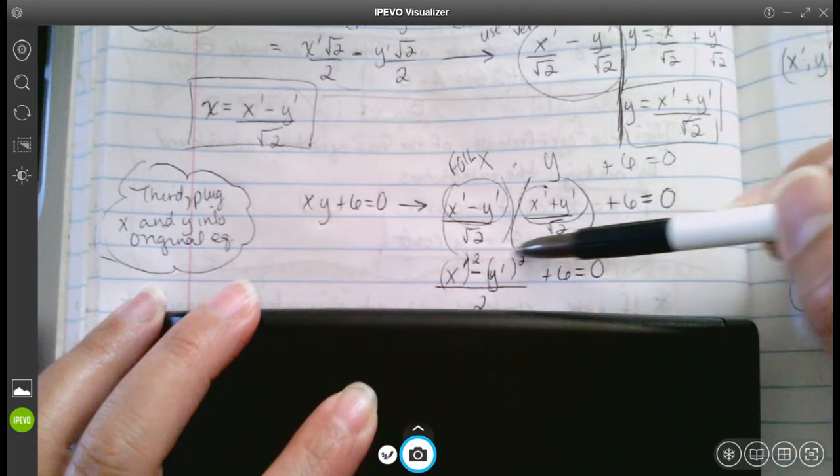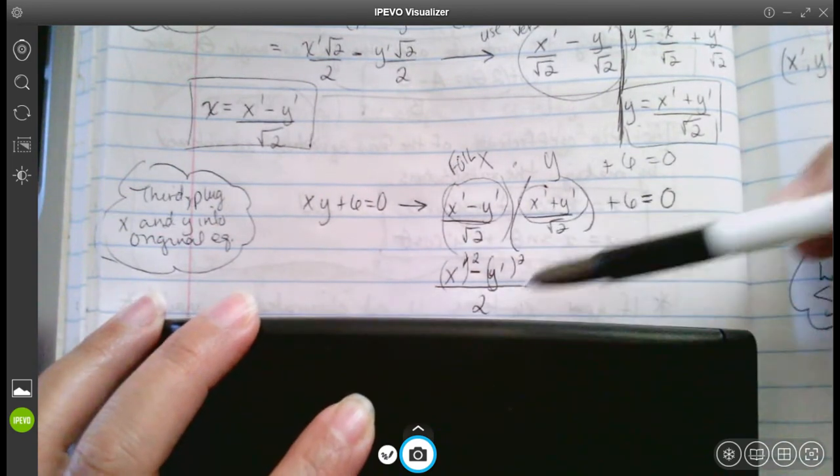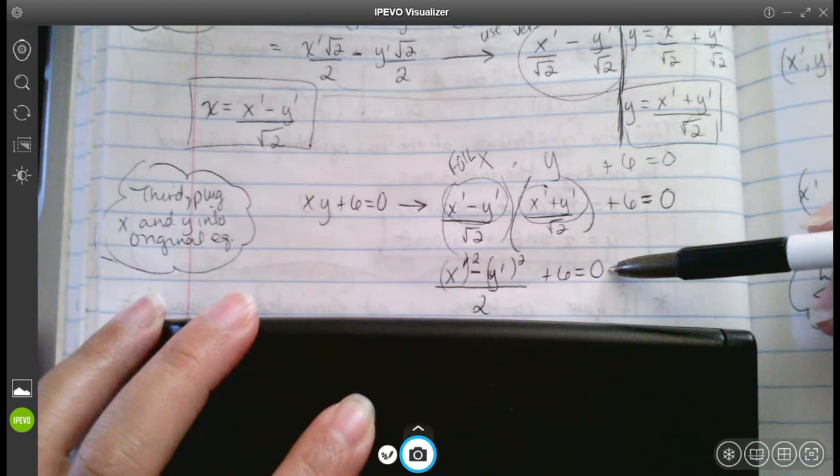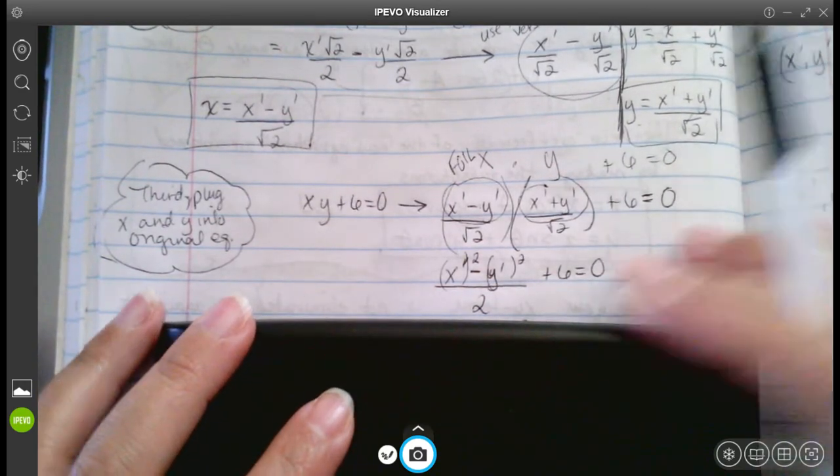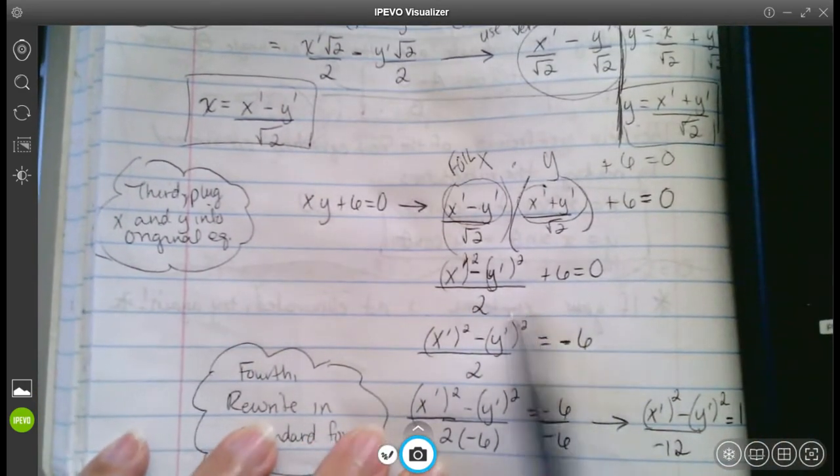And of course, the bottom is a little bit easier. Square root of 2 times square root of 2 is just 2. Bring down the 6 equal to 0. Okay, so at this point, we're almost done. Now we just need to rewrite this in standard form.